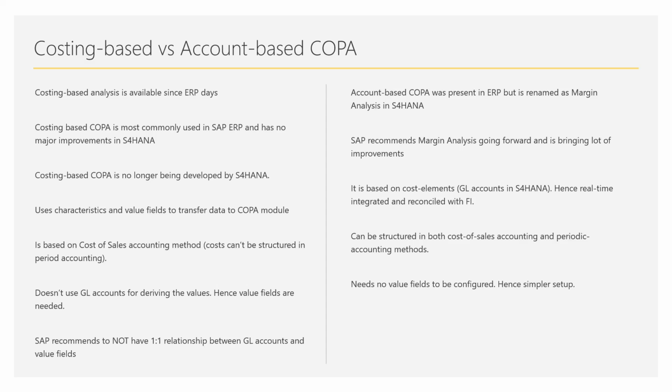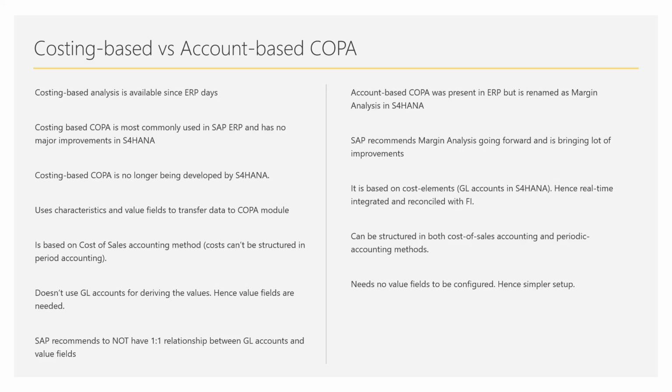Now, let us take the same example of a sales order where I'm posting a billing document and it has various condition types. For example, MRP, discount, taxes, GSV, NSV, net profit, whatever it is. For each and every condition type, you also know that there is something called an account key for which a GL account is assigned. Unlike in cost of sales accounting or costing based COPA, where I need to create a value field and link it with that condition type to fetch the value, in account based COPA, I'm not going to do anything like that.